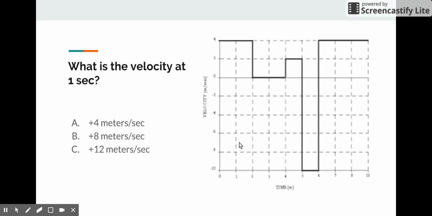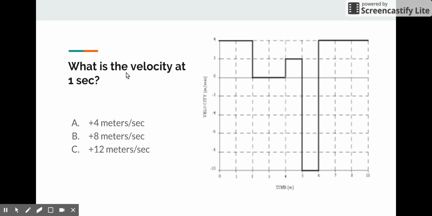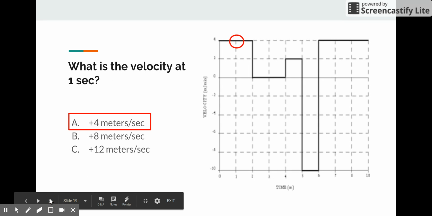Now we have a velocity versus time graph. What is the velocity at 1 second? Just look at the graph, right? At 1 second, we are moving at 4 meters per second.